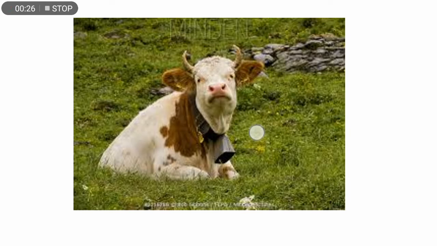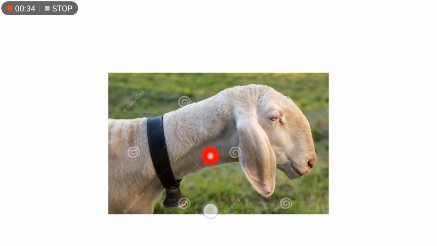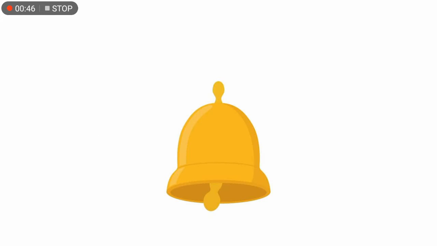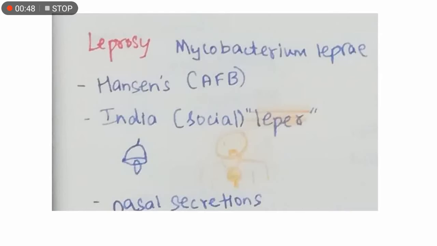So have you seen a cow like this, which has something here? Hmm? Yeah, I'm sure you would have seen. What about this? Have you seen a goat? But I am damn sure you would never have seen a person with a bell. So the common thing among both the pictures was a bell, but you would never expect a person to wear a bell around the neck except for a person who had leprosy.